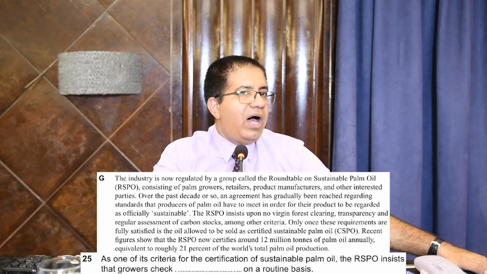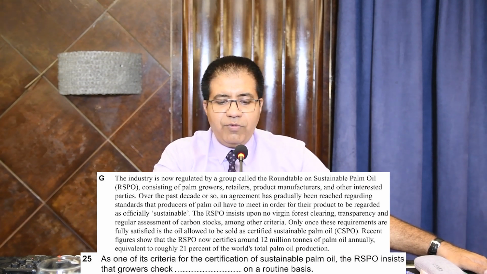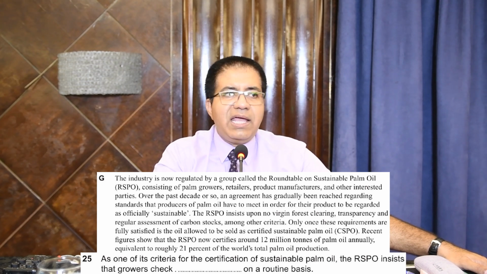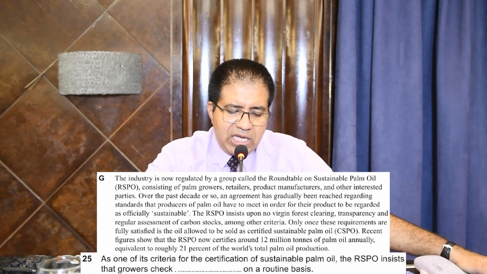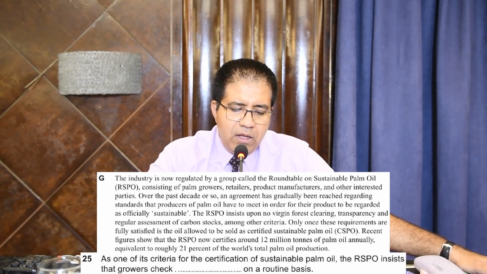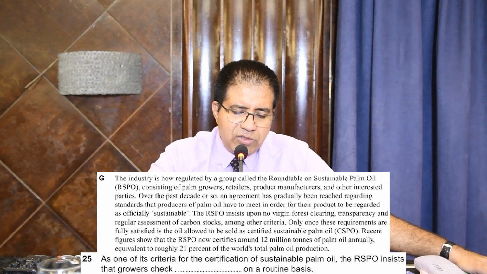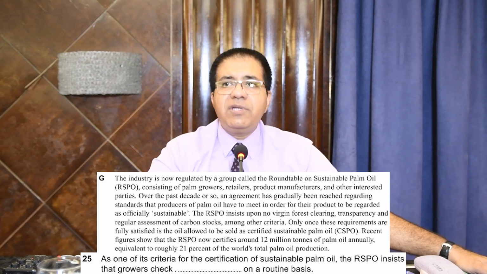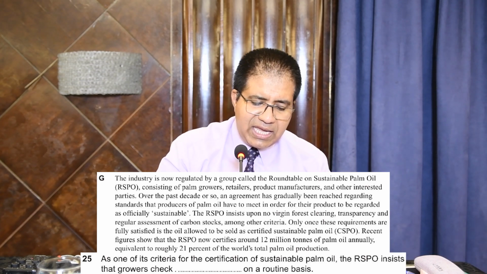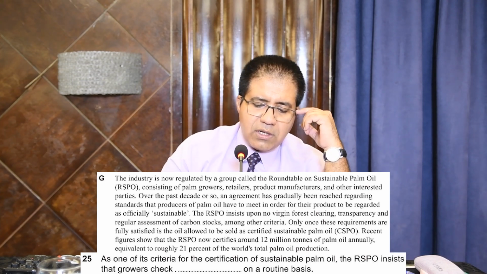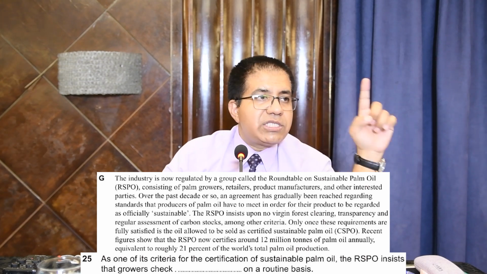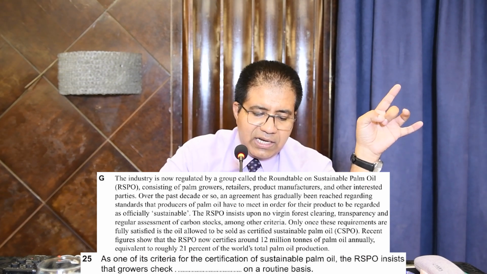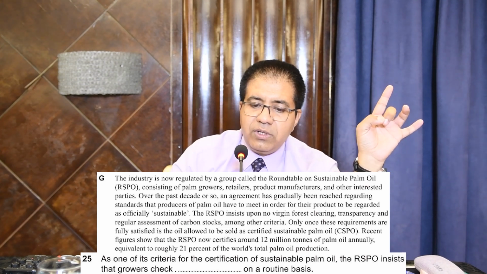Found it? Now answer will start from here. Now we will need to see what is it that RSPO insists. So paragraph G, fifth line after comma. After full stop, the RSPO insists upon no virgin forest clearing, transparency and regular assessment of carbon stocks. Now they say transparency and regular assessment of carbon stock among other criteria. So this is one of their criteria. What is the criteria? Regular assessment of carbon stocks.